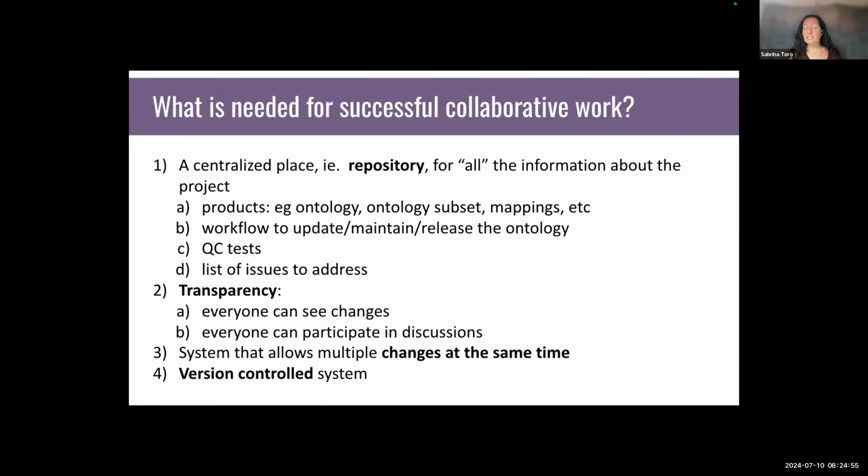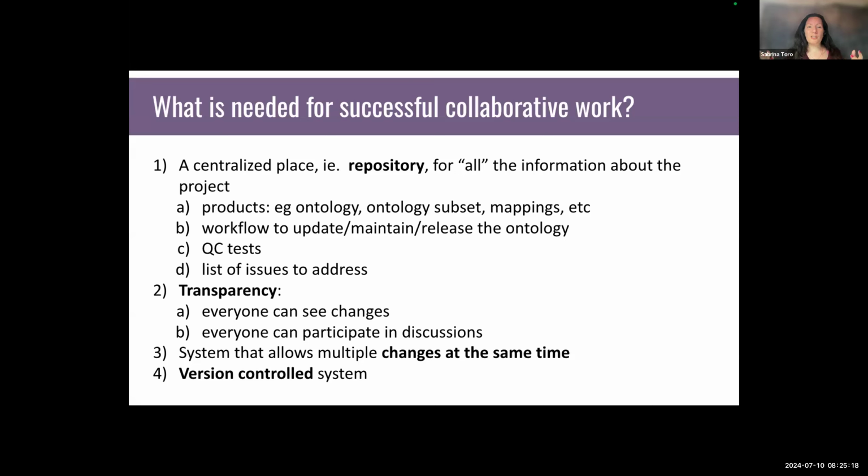We want all the QC tests to be in that same shared space. And we also want to have a list of issues, where we know what needs to be done, basically, for this ontology. So the first thing we need is a centralized place. The second thing we want is transparency.